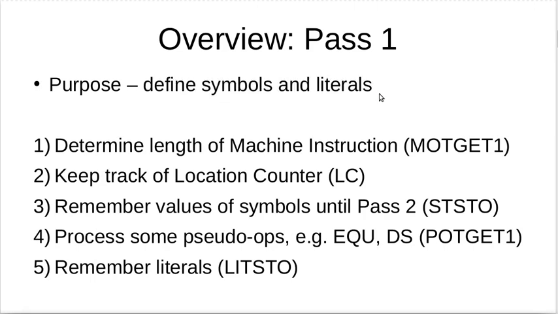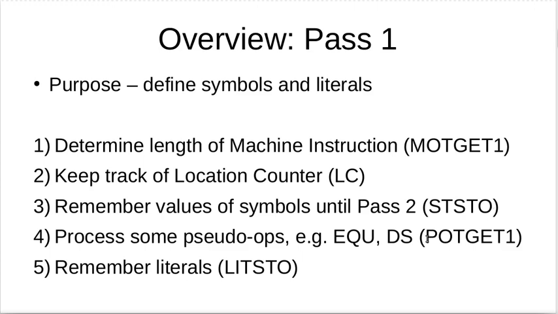Now there are 5 steps that are essentially performed in the first pass. The first step is to determine the length of a machine instruction, and that step is called MOTGET1. The second one is to keep track of the location counter, so LC. The third one is to remember the values of the symbols until pass 2, that is known as STSTO, which stands for Symbol Table Store. The fourth step is to process some pseudo ops. The pseudo ops are different ones and we will go through them in the coming slides. They could be of EQU type, DS type, DC type, etc.